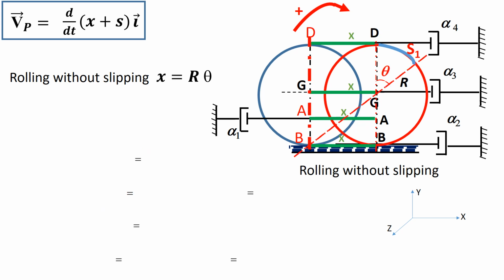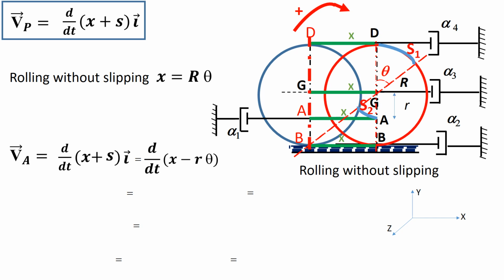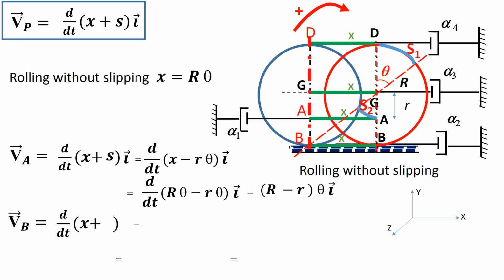Now it remains the point A and the point B. We use the expression, and s for the point A is equal to minus R theta. You see in the figure s2, and the directions of s2 and x are opposite. That's why we put minus R theta. Now the last point, V_B, we also use the expression.